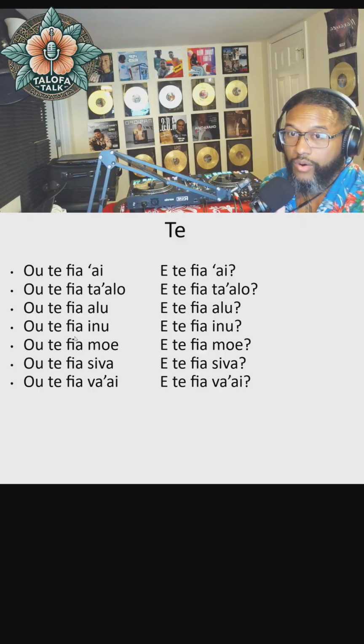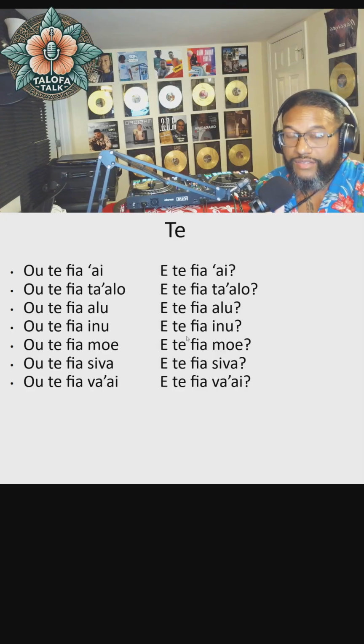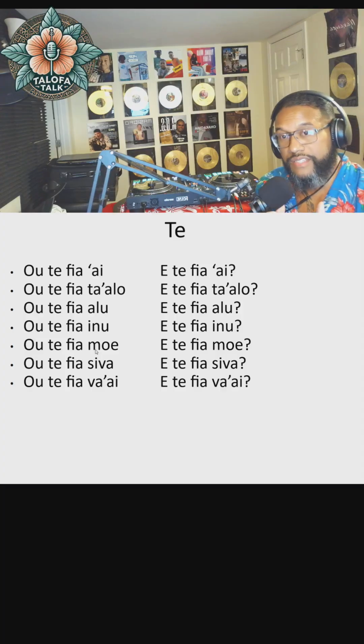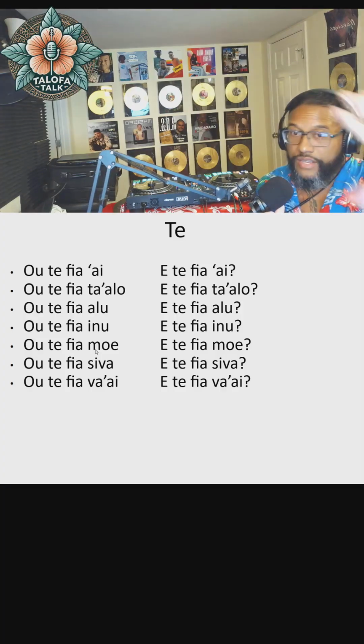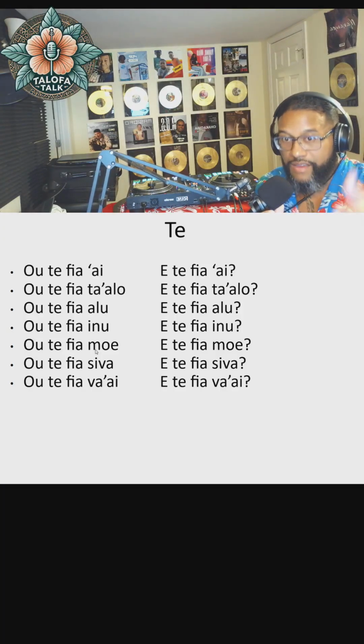I want to drink. So I'm thirsty. Ote fia ingu. But if you ask somebody else, you're directing your conversation to them, so you're asking them a question. Ete fia ingu. Are you thirsty? You want to drink? Okay. A few different ways you can translate it. All right. Ote fia moi. Moi is to sleep.